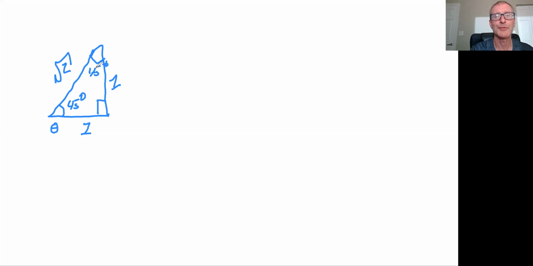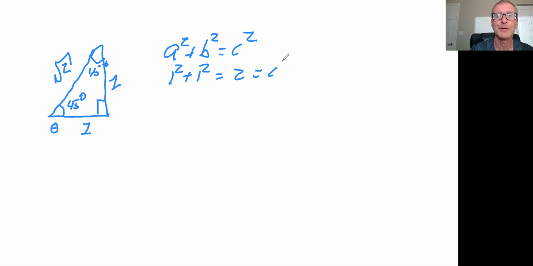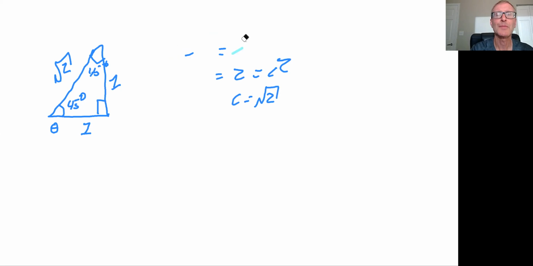So remember two things, right? A squared plus b squared equals c squared. So 1 squared plus 1 squared equals 2 equals c squared. So c equals square root of 2. So again, get used to using the Pythagorean theorem. You're going to be using it quite a bit in this class.